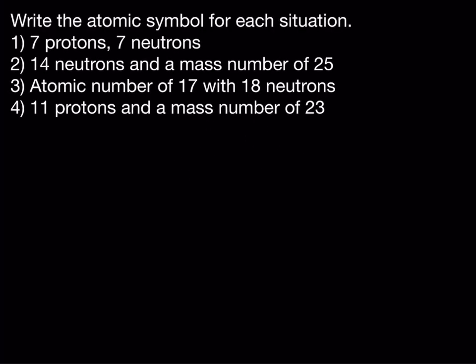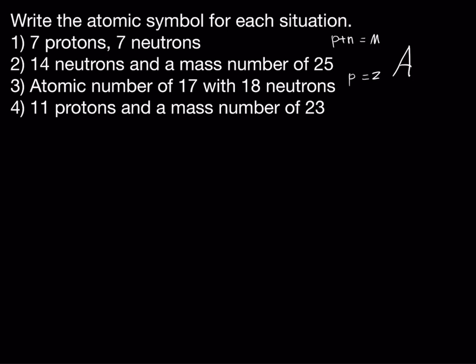Let's go ahead and work on these questions. Write the atomic symbol for each situation. Before we get started, let's think of the guideline that we're going to use. The number on the top is always going to be the mass number. That's going to be protons plus neutrons. The number on the bottom is going to be the atomic number. That's always going to be equal to the number of protons. And then the letter is going to be the letter of the element that you're going to have to go to the periodic table to find. I just wrote A as an example, but they're going to differ for each situation.